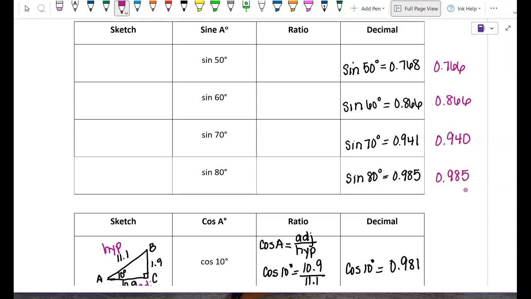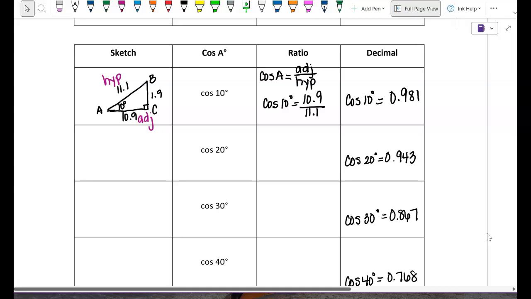So some of those were spot on. Some of them were very, very close. Some groups may have had more that were spot on than others, again, depending on what your triangles look like, since we all used different triangles.